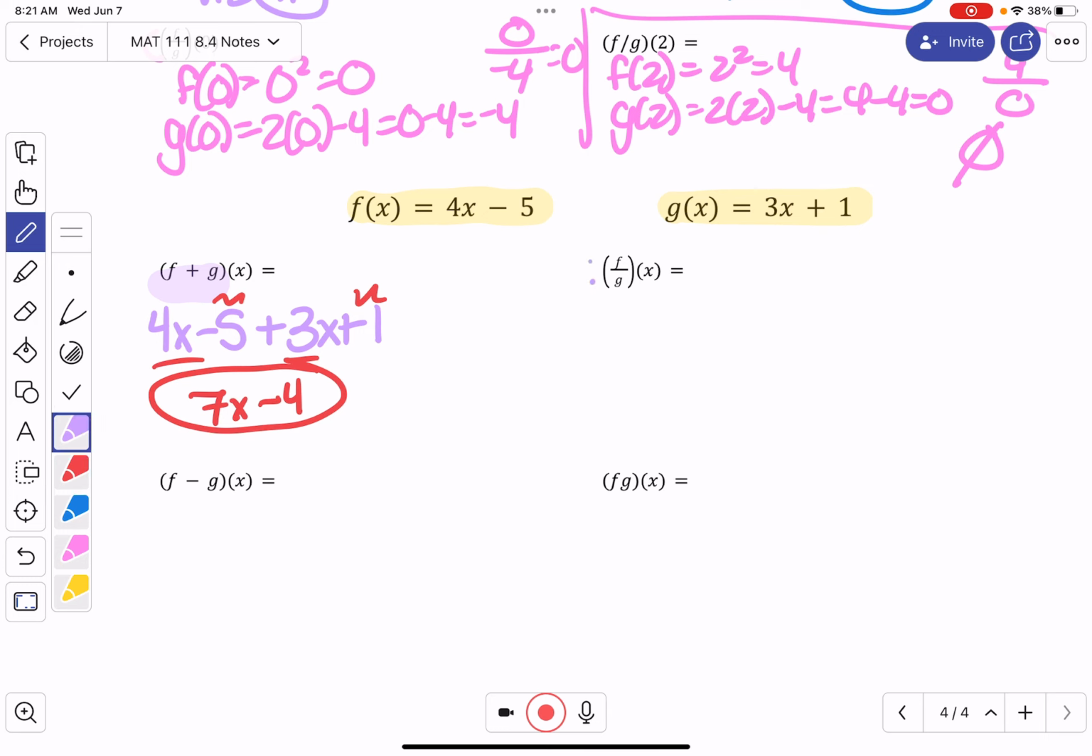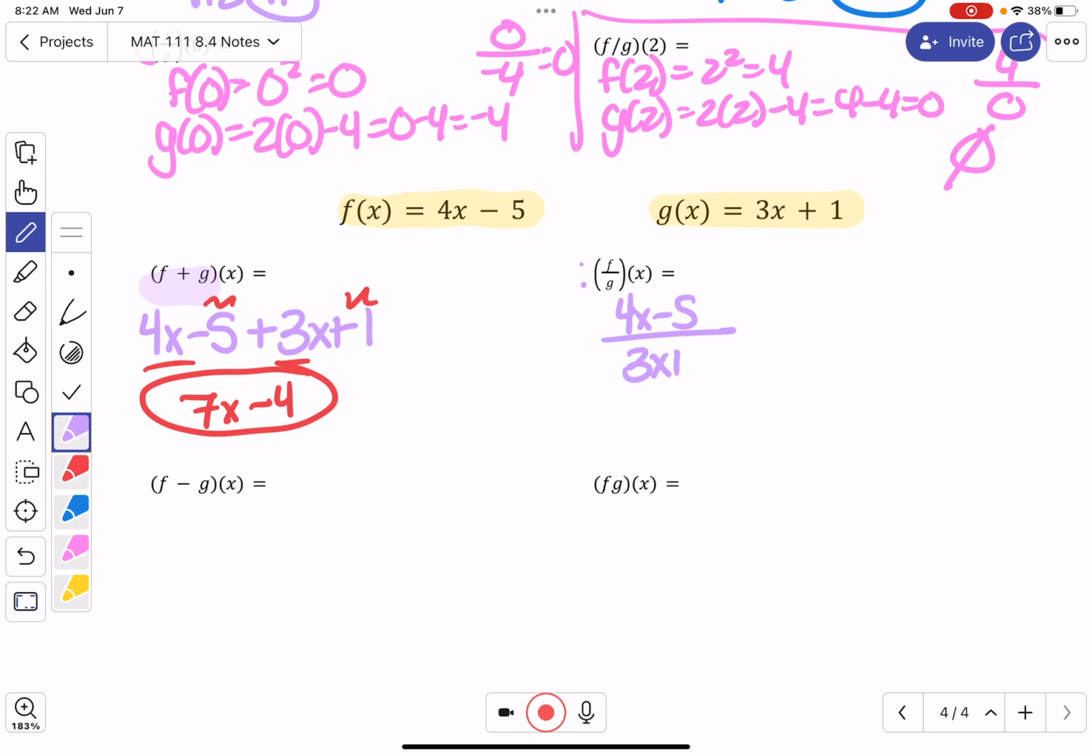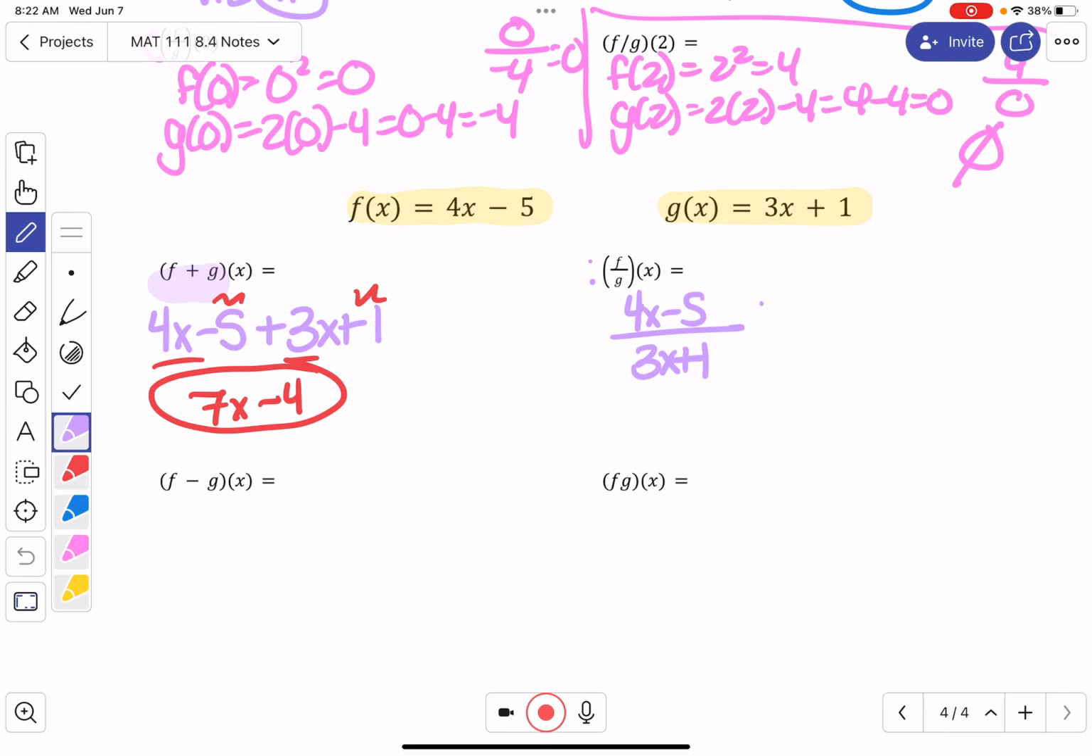Next one, f over g. So we would write f on top of a fraction, g on the bottom. There's nothing that needs to be factored and nothing that cancels, so that's our answer.